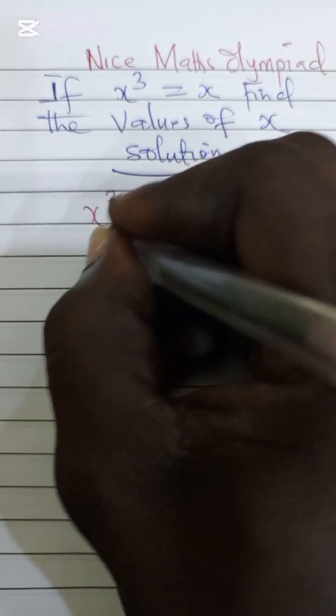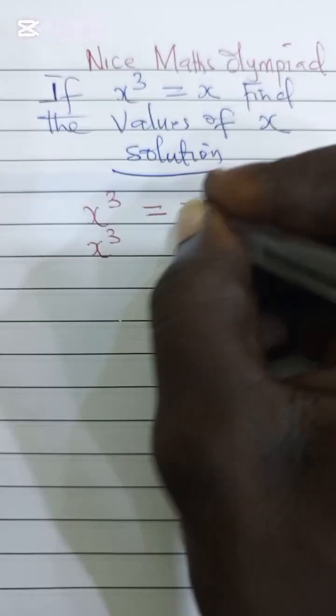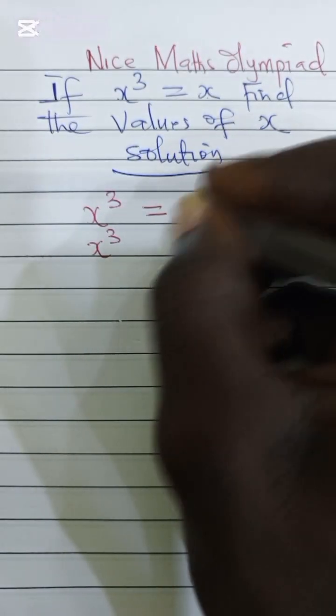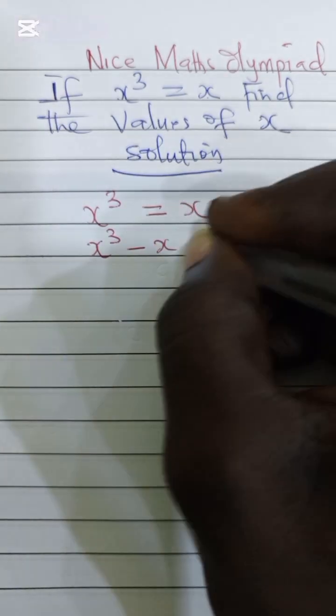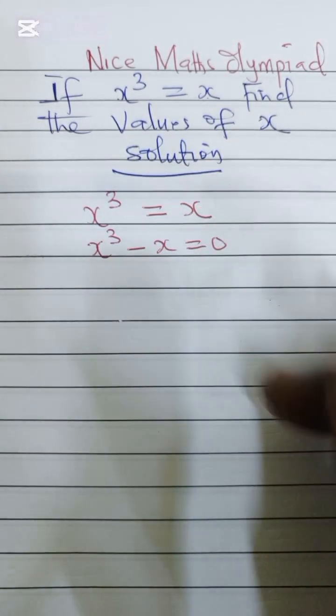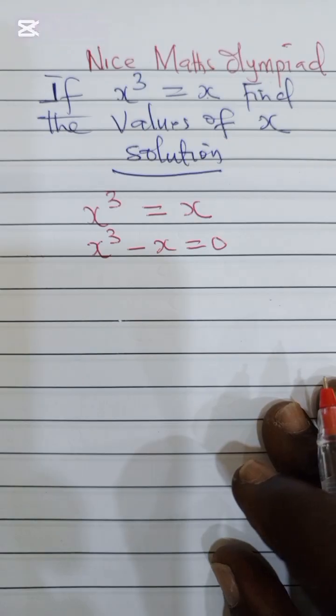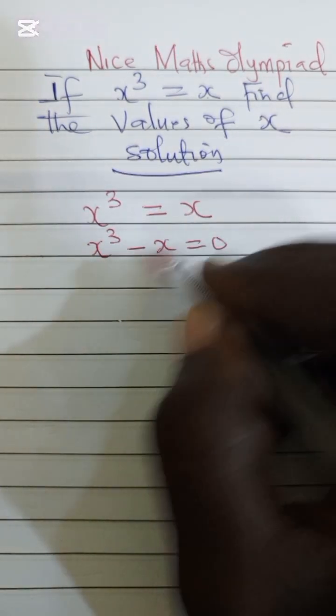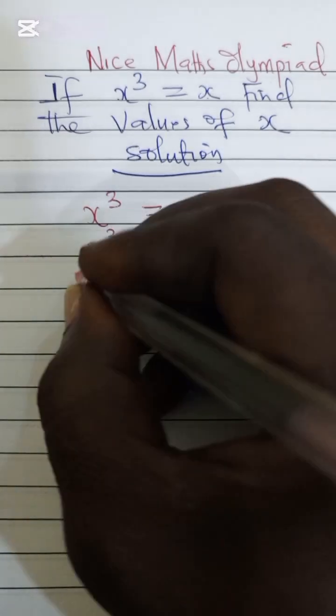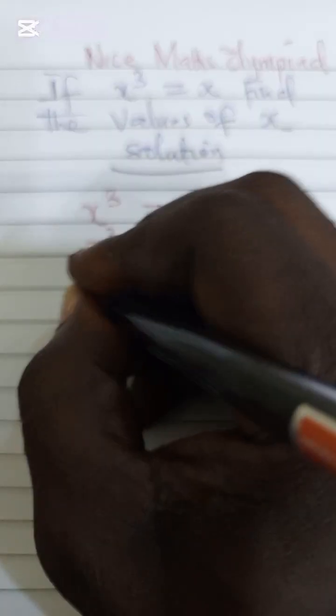Let's rearrange this. We have x cubed, and now we subtract x from both sides. This will be x cubed minus x equals 0, because x minus x will be 0. Very important. Observe here that we can perform common factorization because x is common. So let's factor out x.